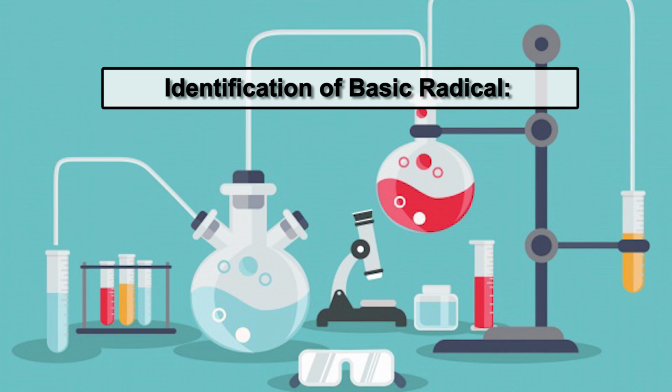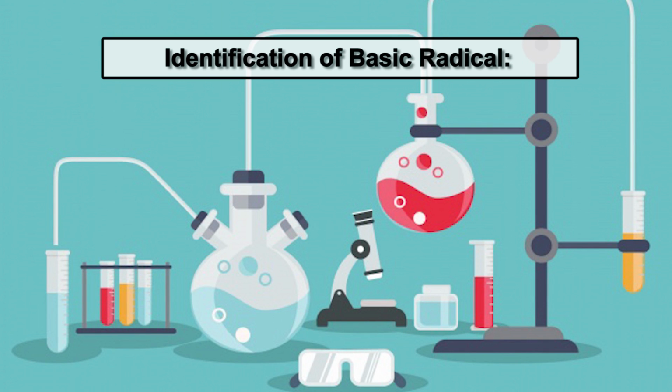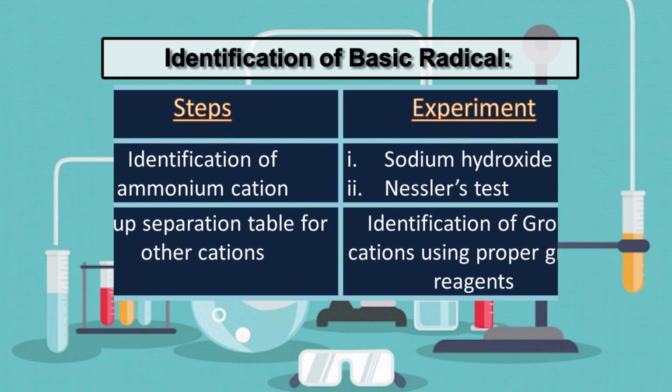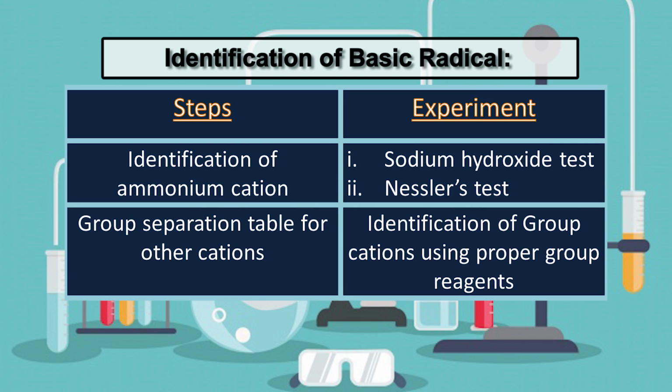Now, the second part describes the identification of basic radical. For the identification of basic radical, there are two main steps. The first step involves the identification of ammonium cation, which involves two reactions: one is the sodium hydroxide test and the other is the Nessler reagent test. Secondly, a group separation table for other cations may be performed to distinguish the corresponding cations.